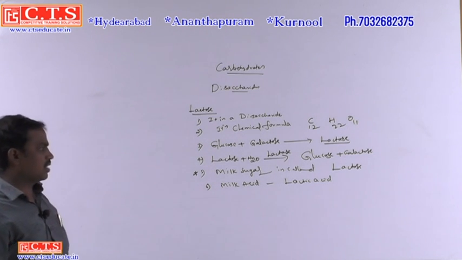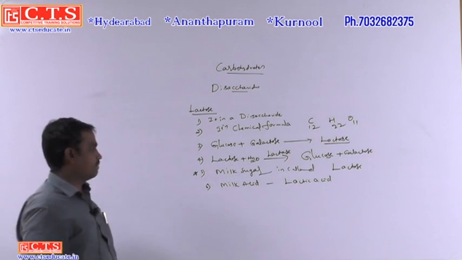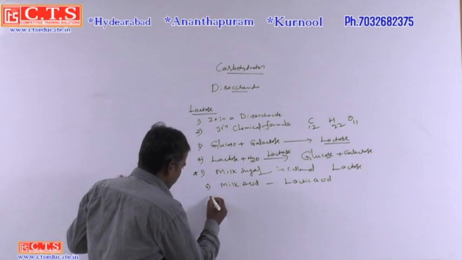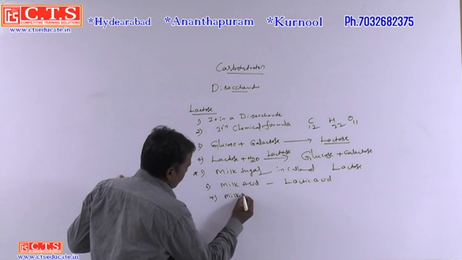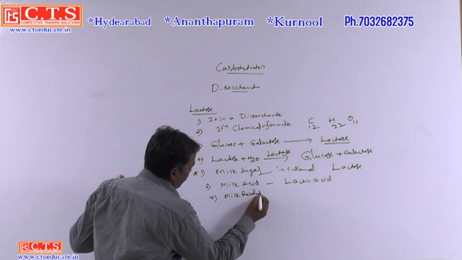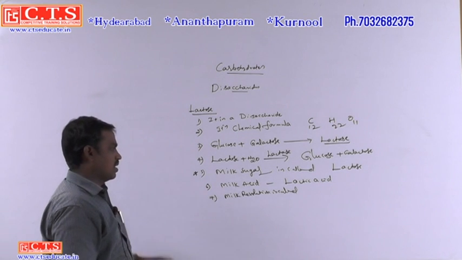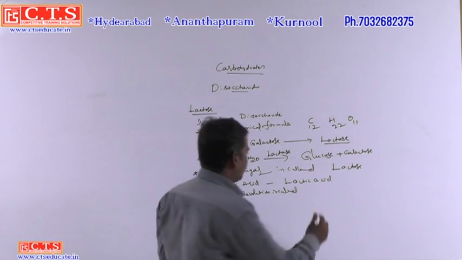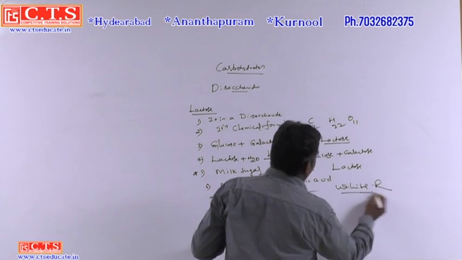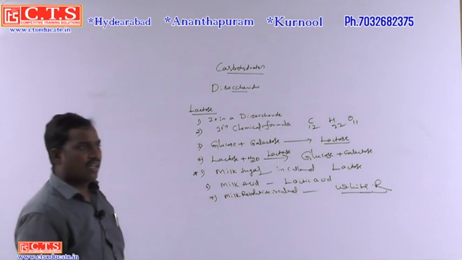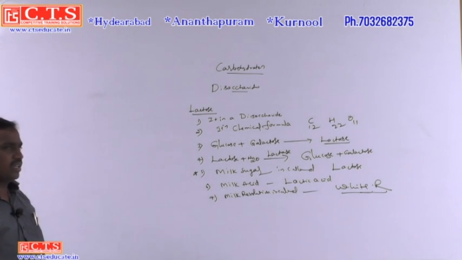Milk sugar is called lactose. Milk acid is called lactic acid. Next one is milk revolution. Milk revolution is called white revolution.